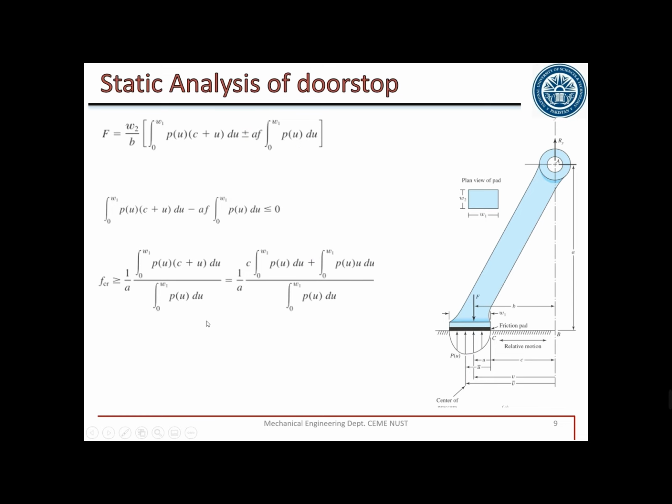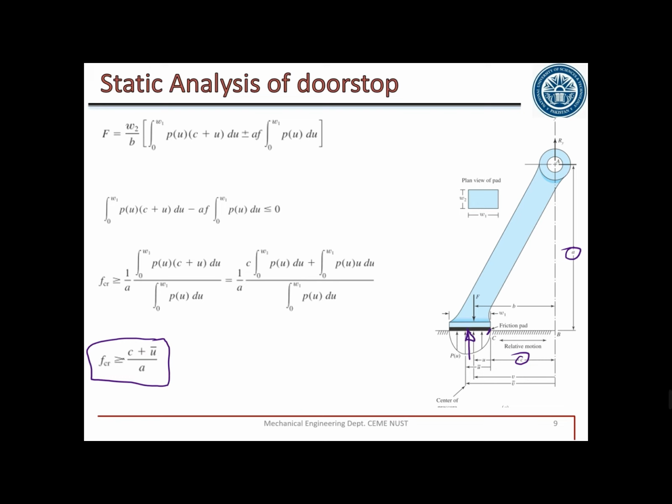So if in any case the critical value of coefficient of friction is more than these values, the door stop will act as a self-stopping or self-braking mechanism. And what is C? C is this distance, from here to here. A is this distance, and U bar is the distance from this point to the point of action of force. So all these three values depend on the geometry of the system.